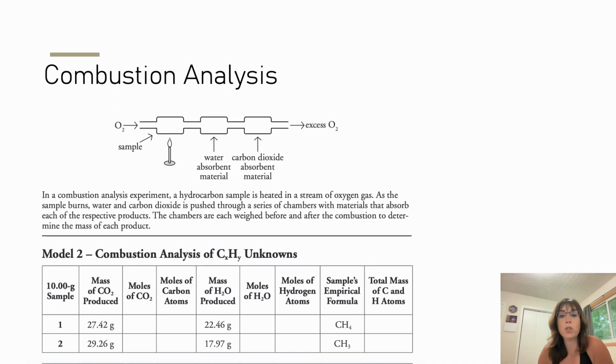Normally, this is where we would do a POGL on combustion analysis, but I think just touching on it here will be enough. The point of this is, how can you do an experiment, collect the data, and turn that into an empirical formula? Well, if you look at this picture, and this is from a POGL, what you have is a sample. It's heated, water gets absorbed, carbon dioxide gets absorbed, and then the rest of the oxygen is just run off. And what you look at is this. You get the mass of the CO2 produced, and you get the mass of the water produced.